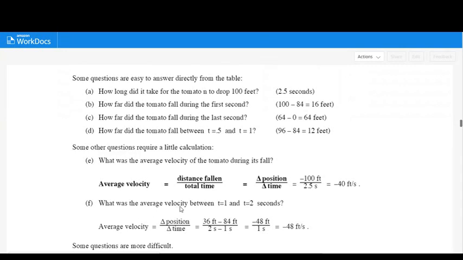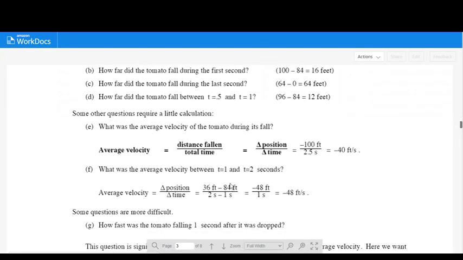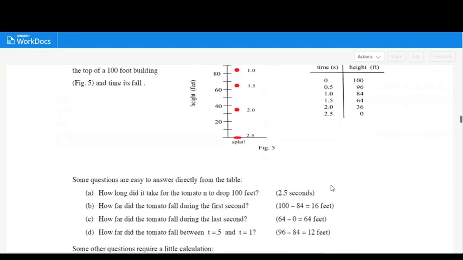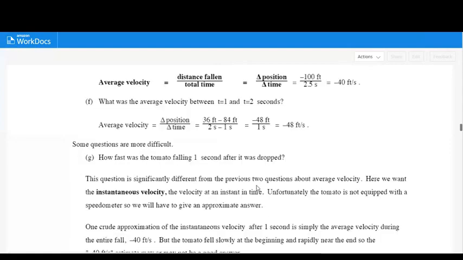Now, what was the average velocity between t equals 1 and t equals 2 seconds? So you need to find yung distance after 1 second, after 2 seconds. So dito sa first, sa first second we have 100 minus 84. So that's 36.